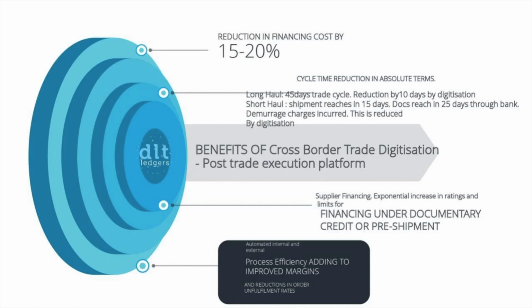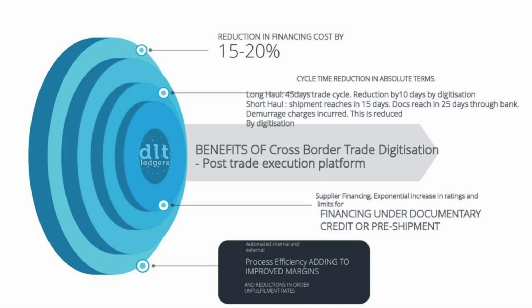Look at some of the other benefits which they derive. One is the exponential increase in the ratings and the limits for financing under documentary credit. One of the key aspects when you go to a bank for pre-shipment support is that you're basically asking, with a paper, for the money to do a trade. And when there is two-party communication, it is quite difficult for the bank to view you differently and give you funds.